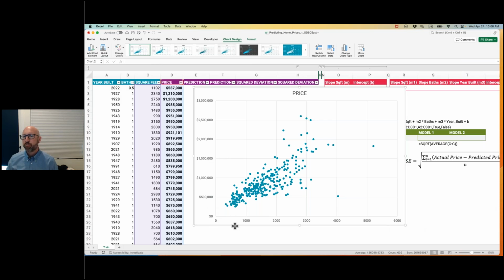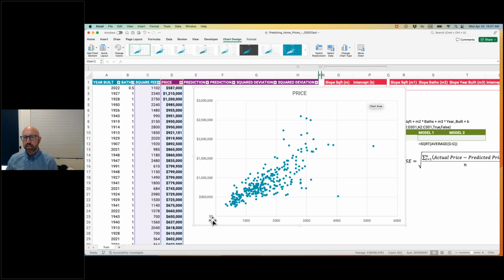Now, if I were to fit a line to this data, would the slope be positive, negative, or zero? Please put it in the chat. What do you think it is? All right, I'm seeing lots of positives. Okay, and I would agree. That's what I would expect.